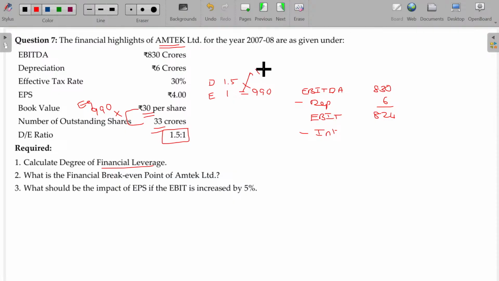1485. And the applicable interest rate is not given. EPS is given. So EBIT minus interest will get EBT. We don't have the preference shares. If the EBT is divided by the number of shares, being 33 crores, you will get the EPS. EPS being 4 per share.